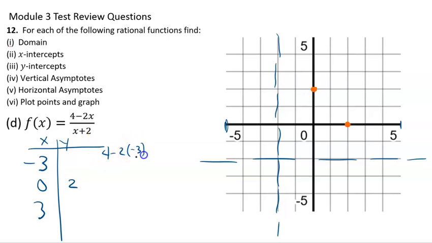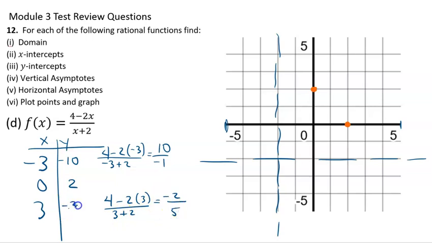If by chance your polynomial simplified, you want to use the simplified version. So this is going to be 4 plus 6 because these two negatives cancel to give me 10. -3 plus 2 is -1. When I divide that out, I get -10. When I plug in +3, 4 minus 2 times 3 over 3 plus 2. That's going to be 4 minus 6, which is -2. And 3 plus 2 is 5, so I get -2 fifths.